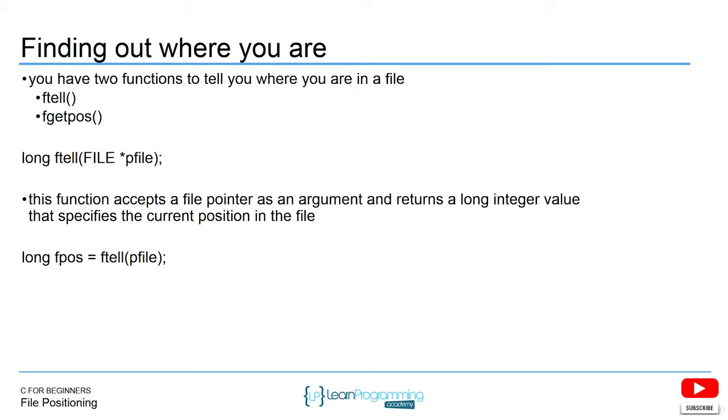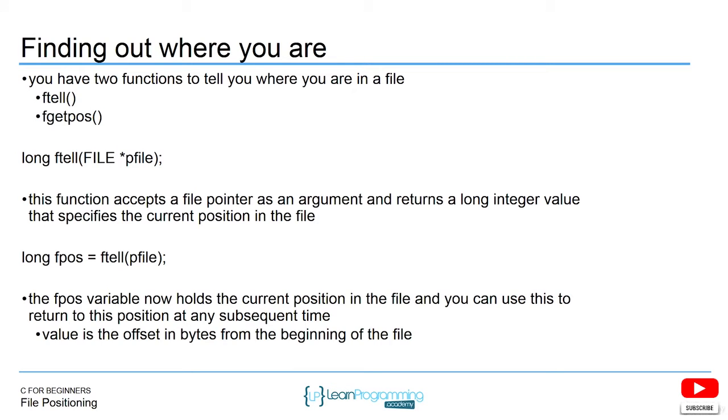You can use it by creating a variable, in this case fpos, which is what's going to get returned, and then passing in that file pointer and calling ftell. The fpos variable now holds the current position in the file, and you can use it to return to the position at any subsequent time. This is the way you can get the position of the current pointer, where you're pointing to. The value is the offset in bytes from the beginning of the file. So ftell is very straightforward to use. Pass in your pointer, and it's going to tell you where you are in your file, how many bytes from the beginning.